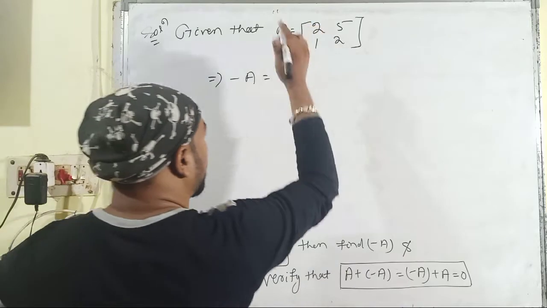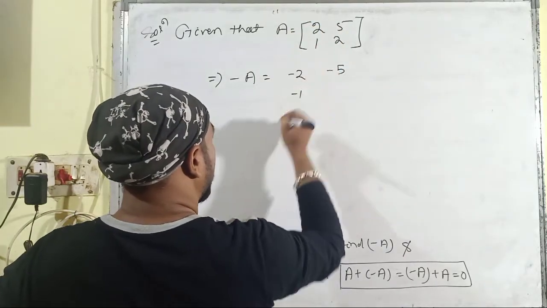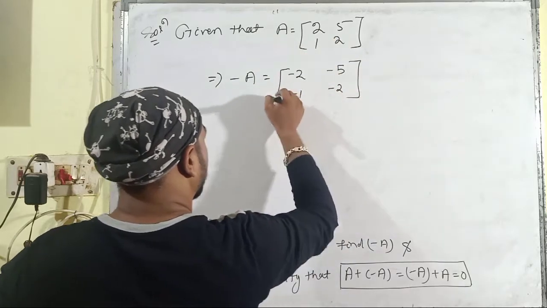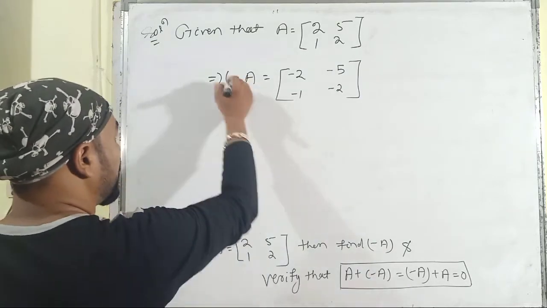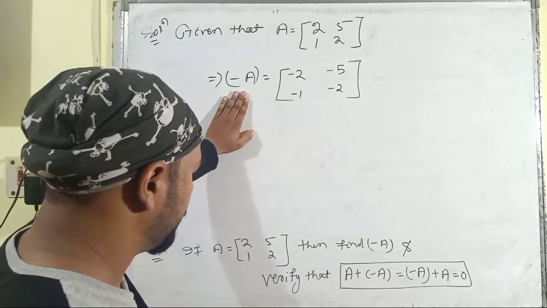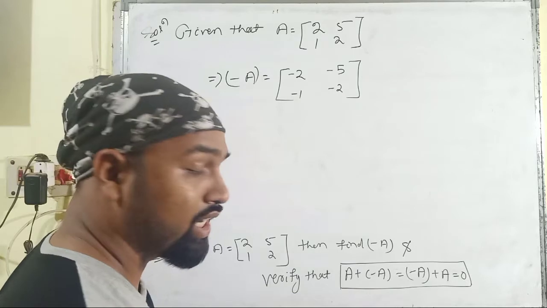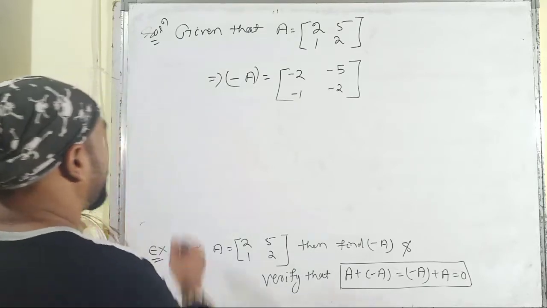The additive inverse of 2 is minus 2, the additive inverse of 5 is minus 5, the additive inverse of 1 is minus 1, and again the additive inverse of 2 is minus 2. So here is the required solution. We have evaluated the value of minus A, and then at last we have to go through the second part, and verify that the sum of the two matrices A and minus A, as well as minus A with A, gives us the null matrix.